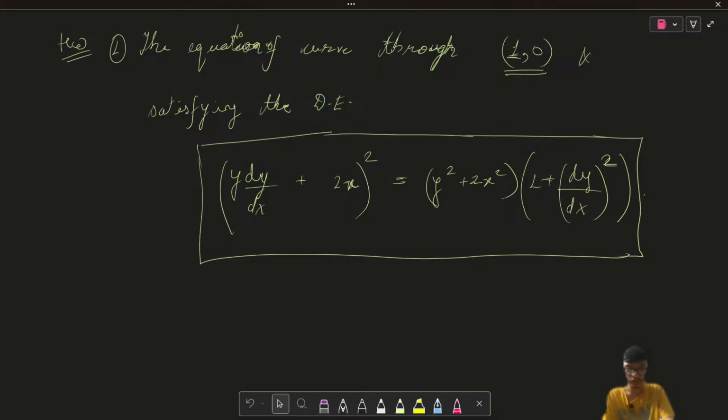So let us start to understand how we are going to solve a linear differential equation of first order. Along with that, we are also going to discuss Bernoulli's equation, and at the end, we are also going to talk a bit about orthogonal trajectory, right?